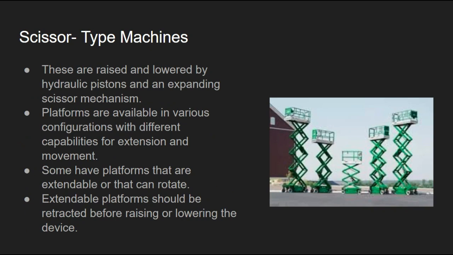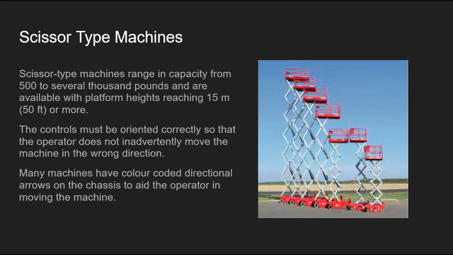The scissor type machines are usually raised and lowered by hydraulic pistons and an expanding scissor mechanism. Platforms are available in various configurations with different capabilities for extension and movement. Some have platforms that are extendable or that can rotate. Extendable platforms should be retracted before raising or lowering the device. Scissor type machines range in capacity from 500 to several thousand pounds and are available with platform heights reaching 15 meters, 50 feet or more, enough to make your knees shake unless you like heights.